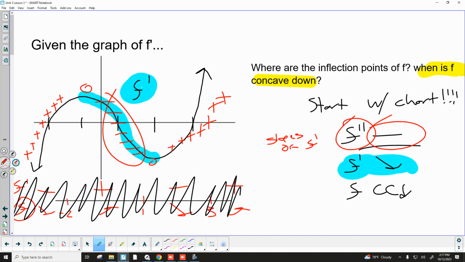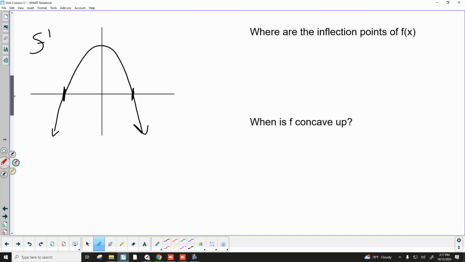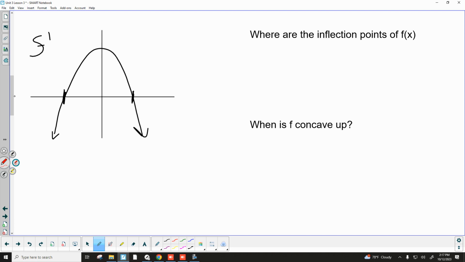I ask you, when is f concave up? Start with the chart. Many of you are looking at this, and you're like, it's concave down. No. Don't look at the graph. Just start with the chart. Write the chart down. Everybody, right now. Write the chart down for when f is concave down. Start with that.